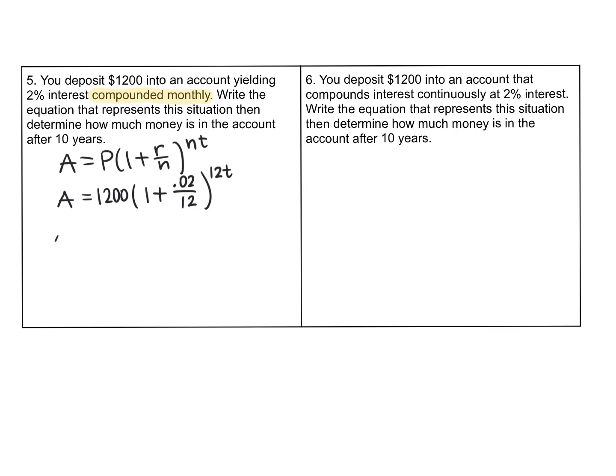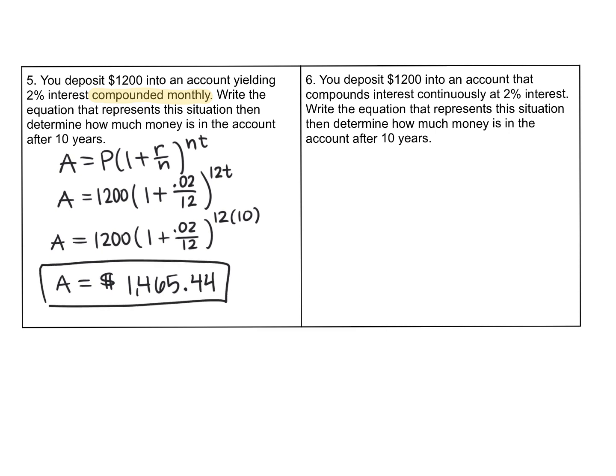So now I want to find how much money is in the account after 10 years. I'm going to do 1,200 times (1 plus 0.02 over 12), and then my exponent is going to be 12 times 10. Just like with my other problems, I type that into my calculator and I get $1,465.44. So again, always round to 2 decimals because we are looking at money.